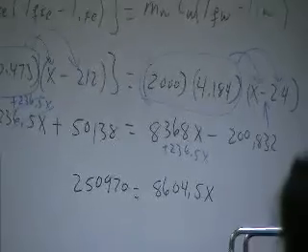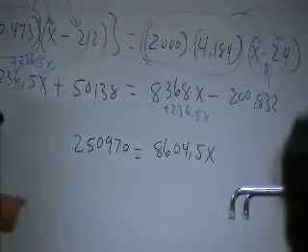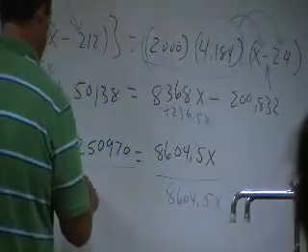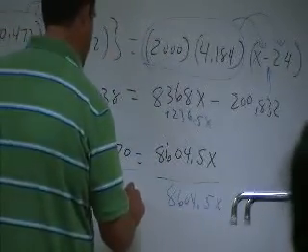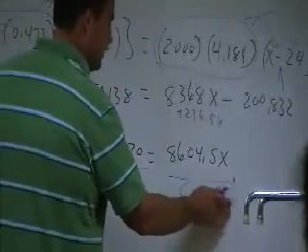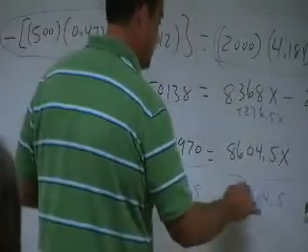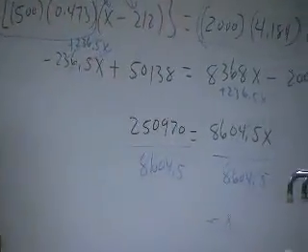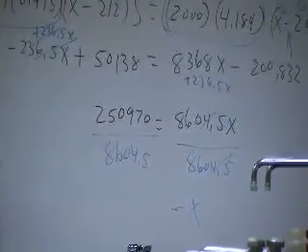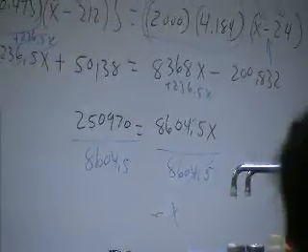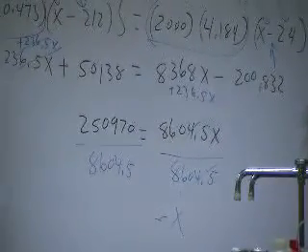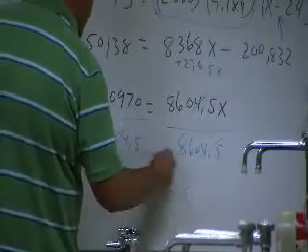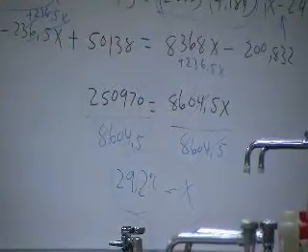All right, what do you want to do now? Divide by what? 8604. All right, and divide by 8604.5. Not x. Okay. So what does that mean? 250,970 divided by 8604.5. 29.2 degrees centigrade.